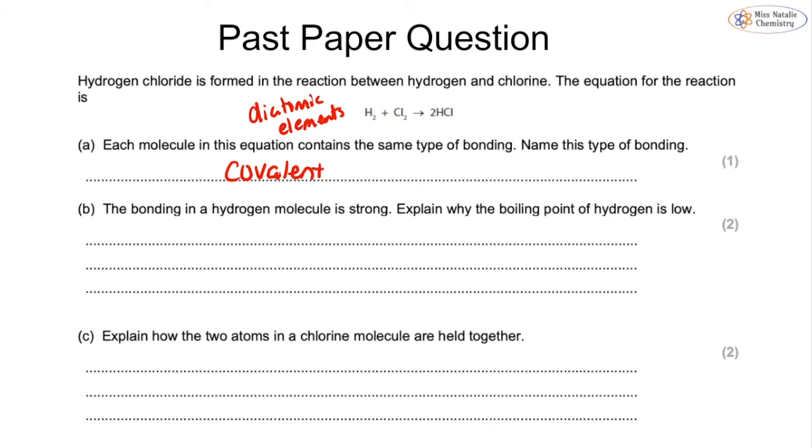But in an exam, how would you know? Well, it's the fact that these are two non-metal substances. And because they are two non-metals, that means that we have covalent.